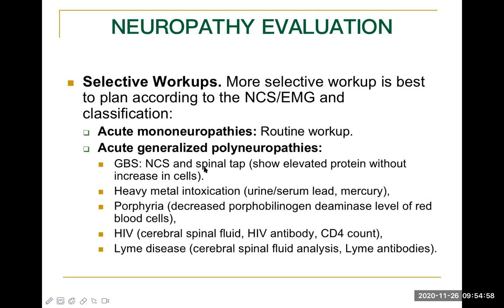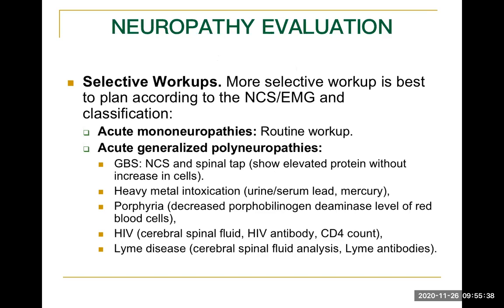After that, we go for spinal tap. Spinal tap means CSF evaluation. Now, when we do CSF evaluation, you all know what finding we get in GBS. What is the finding? Albuminocytological dissociation. Exactly. That means it shows elevated protein without increase in cells. That is known as albuminocytological dissociation.